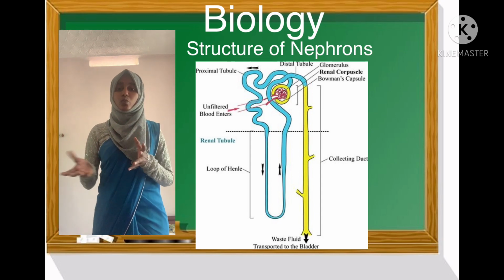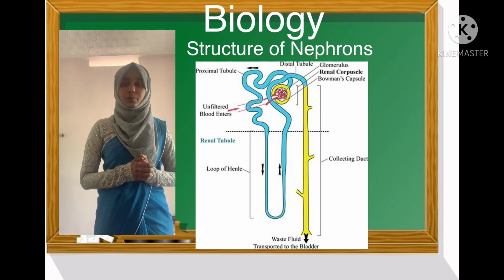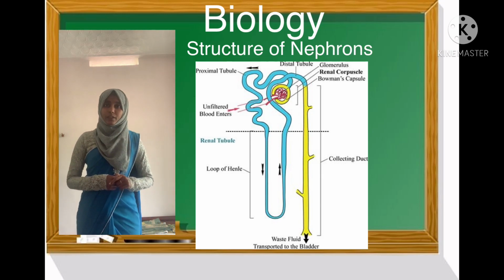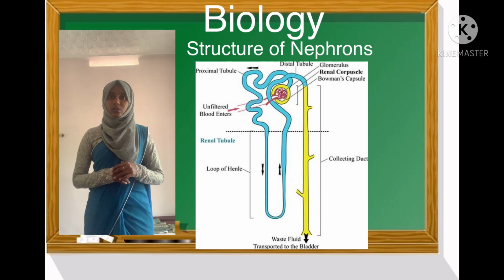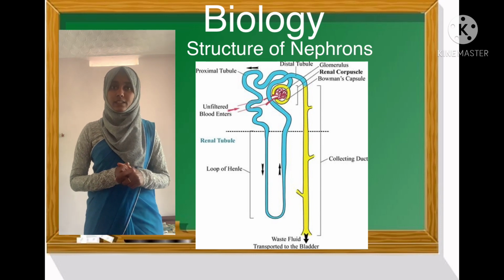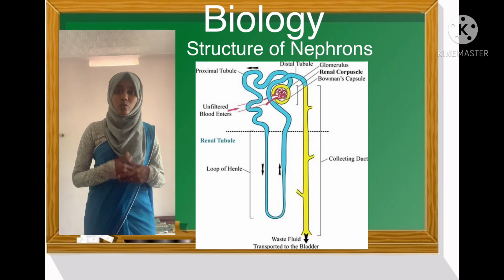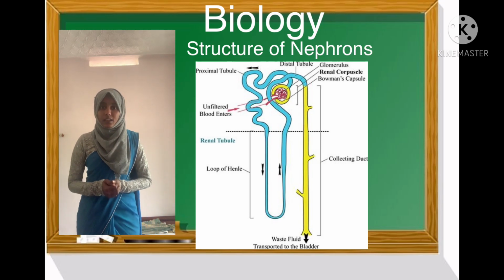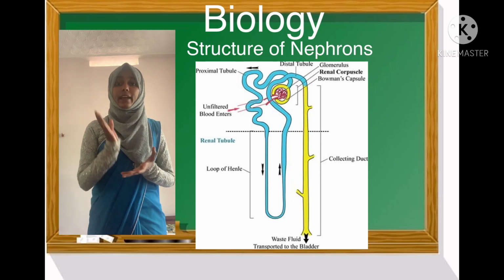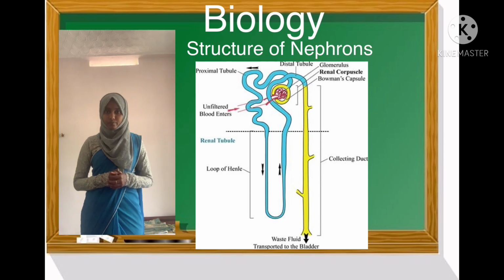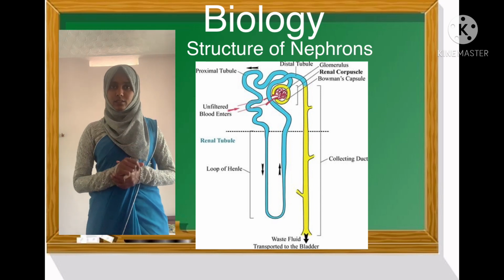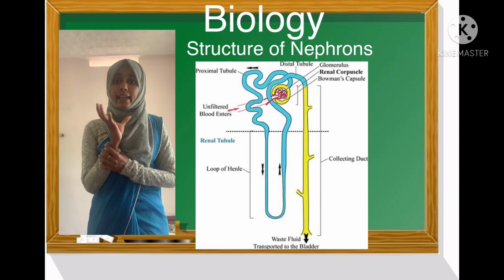So, let us move on to the peculiarities of each part. First one is Bowman's capsule. What is Bowman's capsule? It is a double-walled, cup-like structure seen around the glomerulus.